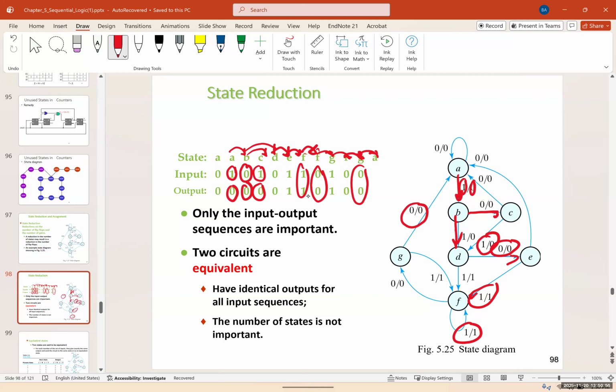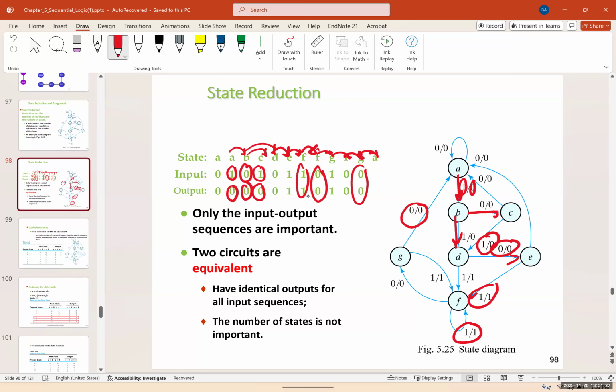Now, for state reduction, we only consider the input and output. We put only the input and output. These are important. The rest isn't important, the states. We would have two circuits which are equivalent. They have identical outputs for all input sequences. The number of states is not important again. Only the input and outputs are important.